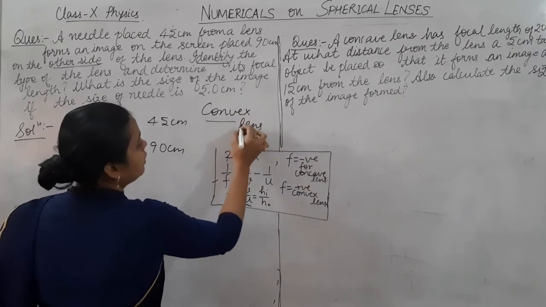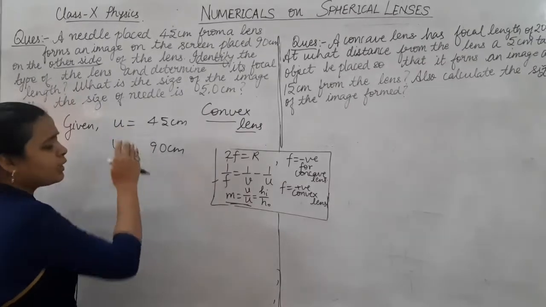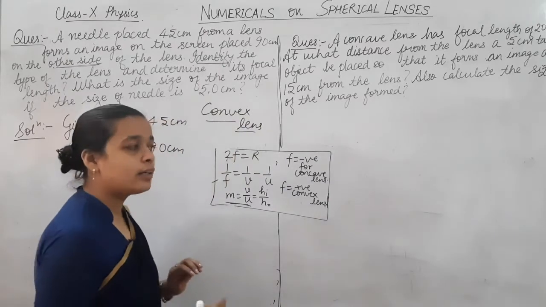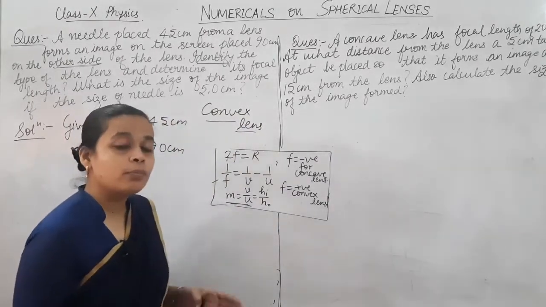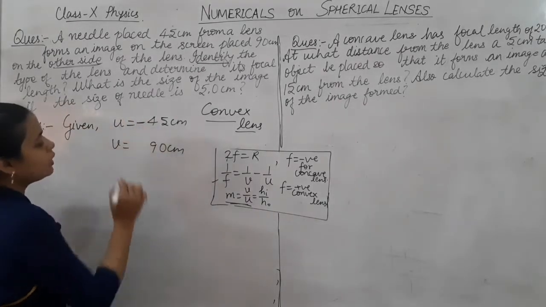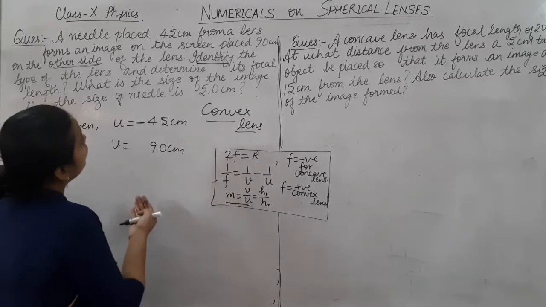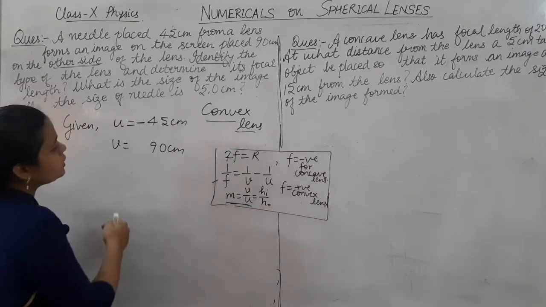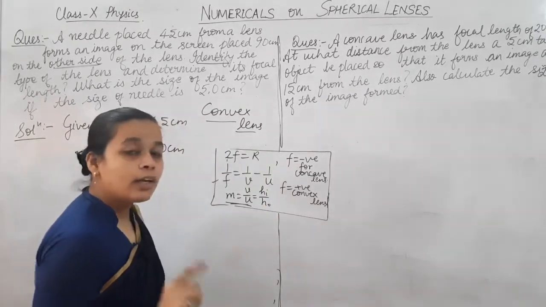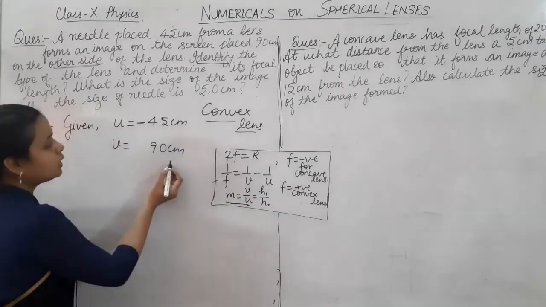Now all the sign conventions of a convex lens will be applied here. You know that in any lens or mirror, the object is always placed on the left side. Left side is the negative x-axis, so the object distance will be negative. On the other hand, it is a convex lens, so the image is found on the right side. Right side means positive x-axis, so the image distance will be positive.